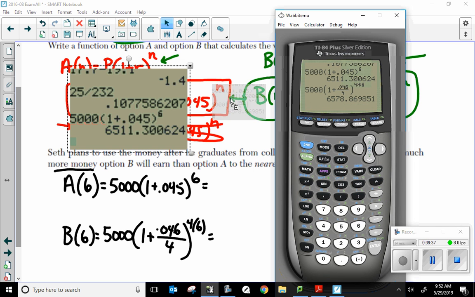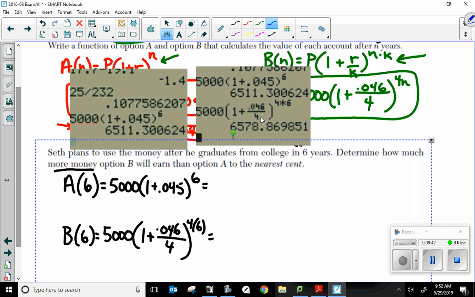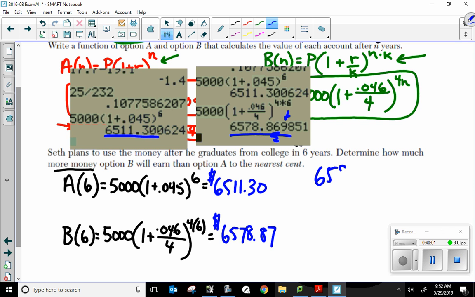All right? So, to the nearest cent, A is 6511.30. Okay? Option B is 6578.87. That will round up because the number after it is 5 or bigger. So what's the difference? I take my 6578.87 and I subtract my 6511.30 and I get an answer.